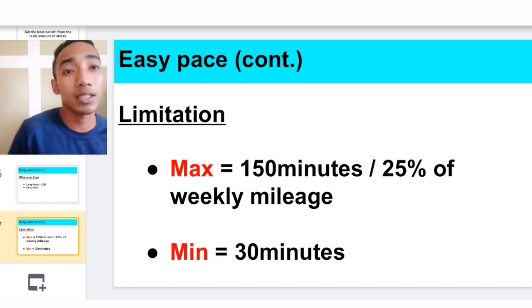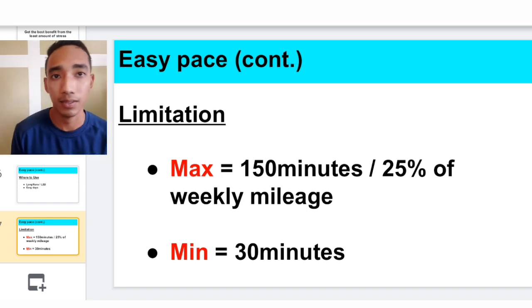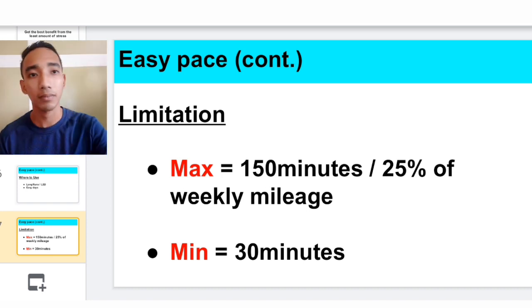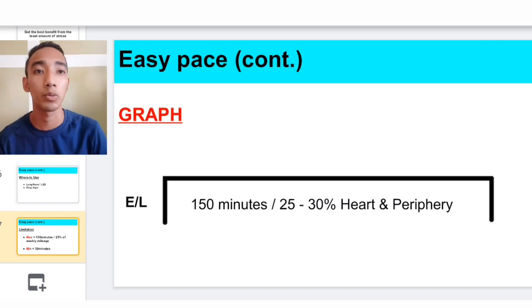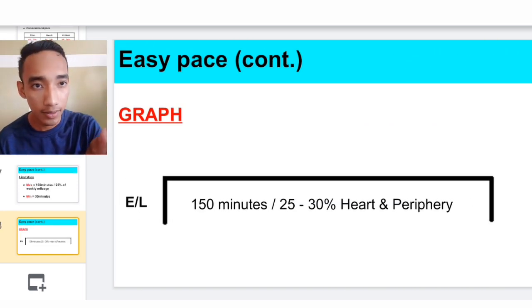So let's limit this to 30 minutes sa imong easy days. So let's go to the second one. Mao ni ang easy pace guys. 150 minutes mao nang iyang limit. The graph shows like that.